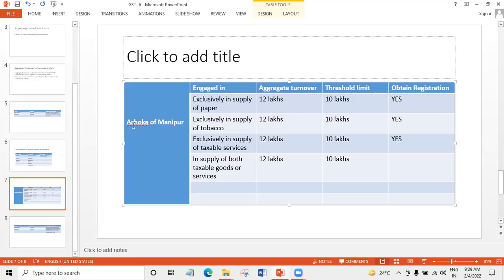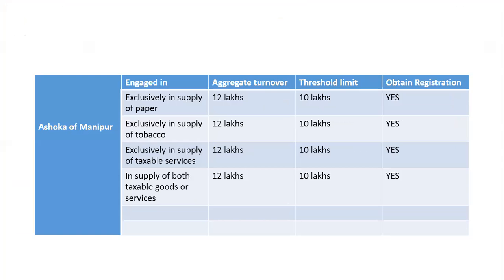This person is liable to register under GST because he is crossing the threshold limit of 10 lakhs since he is from the special category state. So the limit is less for him. Okay. Otherwise, for normal states, it is 20 lakhs limit. Note down all of you.